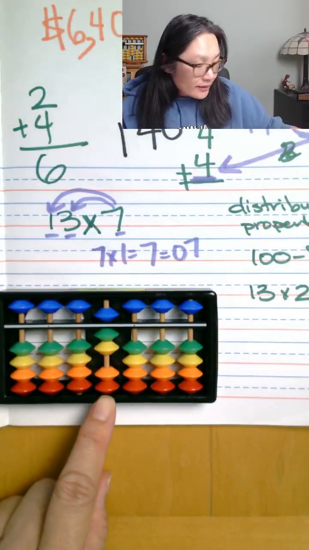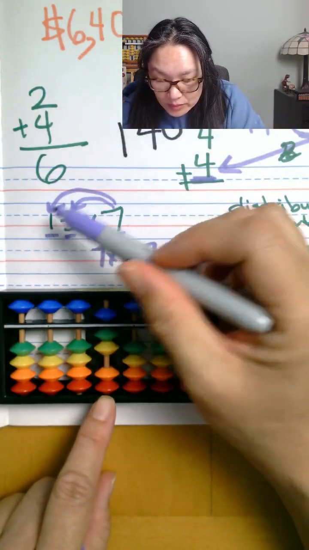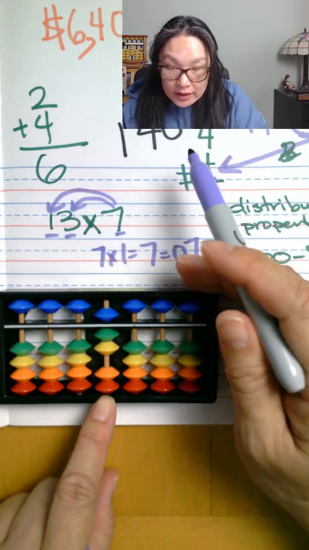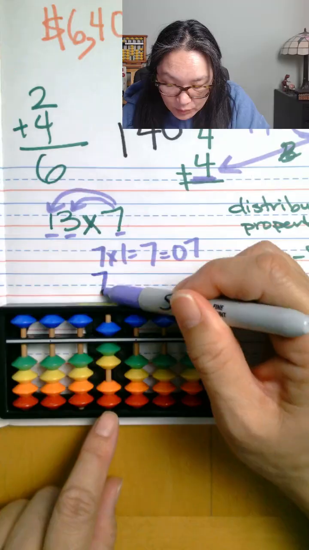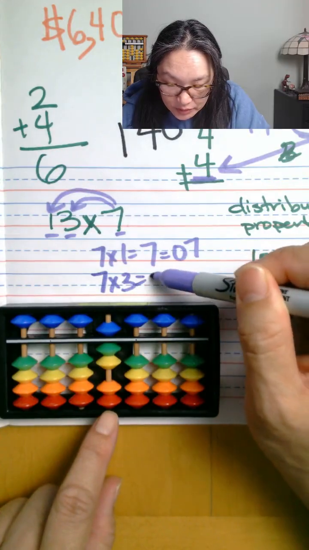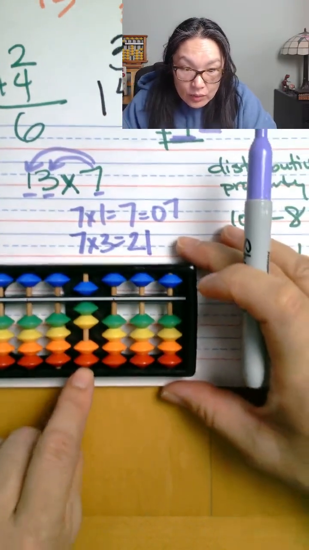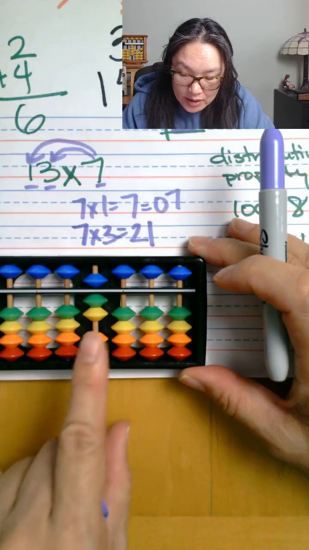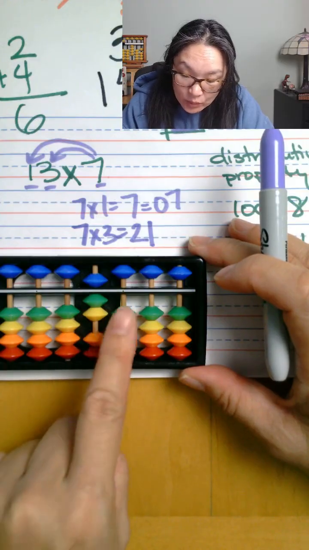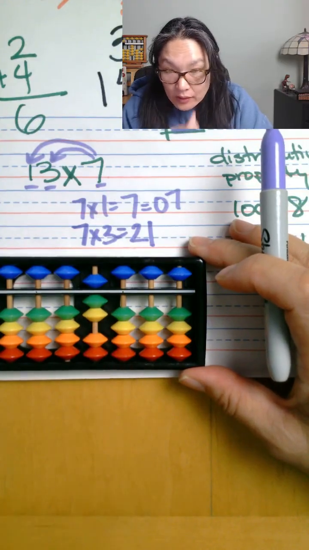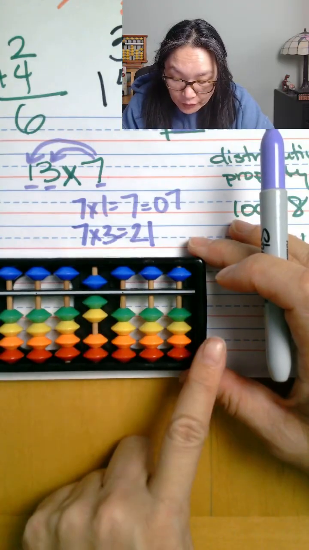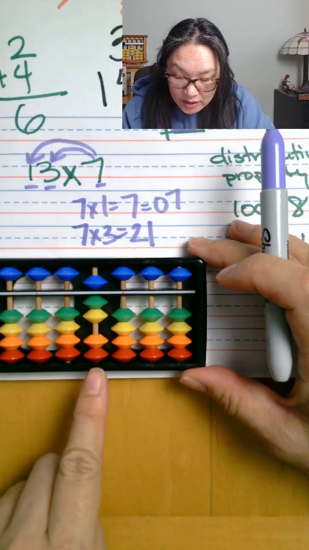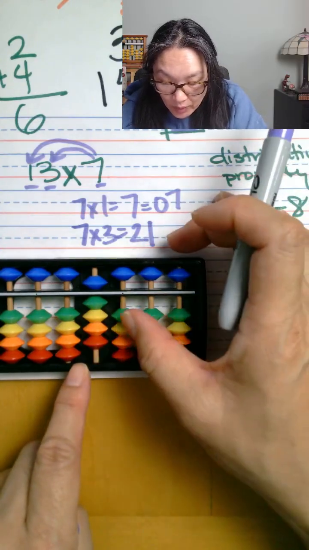So then what's next? Well, we're already done with this 1. Now we're going to do our 3. Our next question is 7 times 3 is equal to 21. So now what we're going to do is add 20 and 1. Notice when I talk, I say 21, not 120, right? That's why we go from left to right. Just as we talk, we say 20, we say 1.